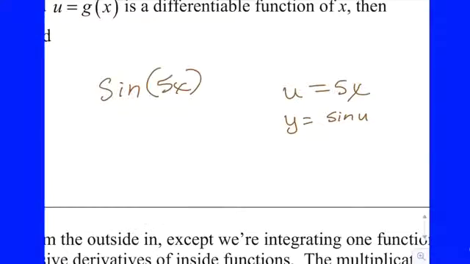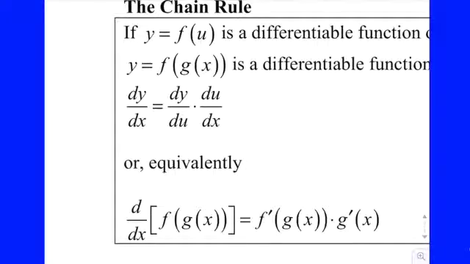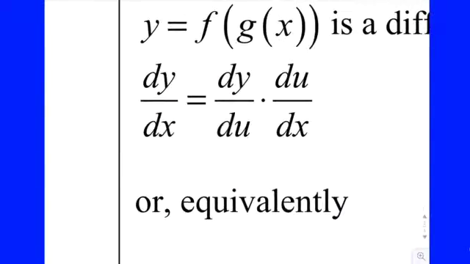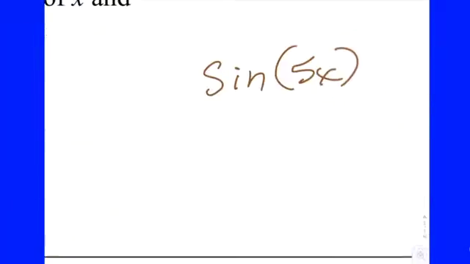So you see what I did there? If I wanted to then find the derivative of y with respect to x, the chain rule would be: I'll take the derivative of y with respect to u, and then I'll take the derivative of u with respect to x, and I multiply them together. And those du's essentially would divide out, and I'm left with dy/dx. So let's see what that would look like.